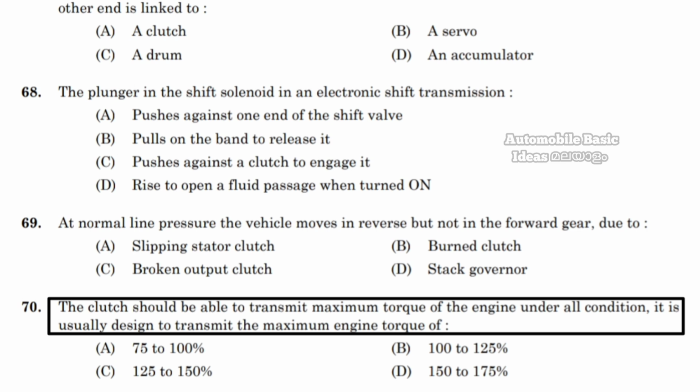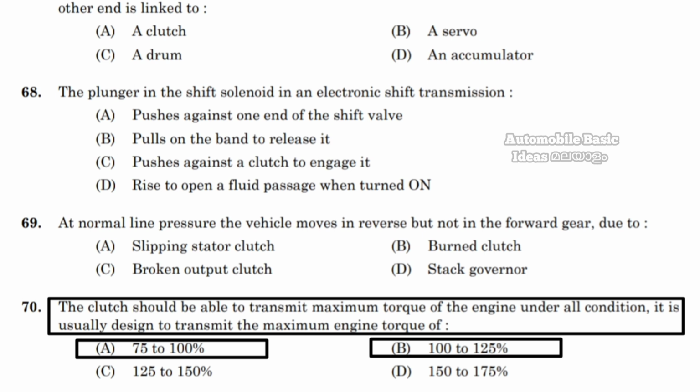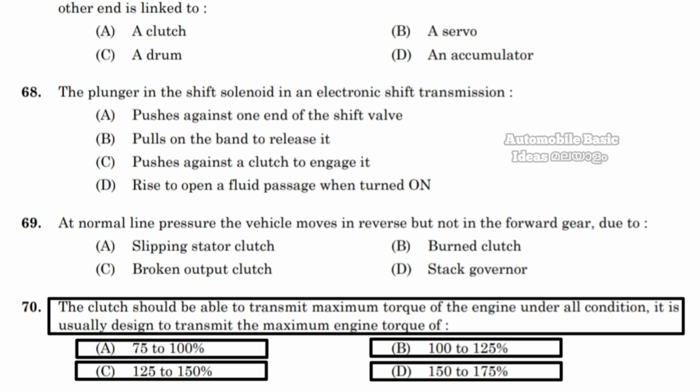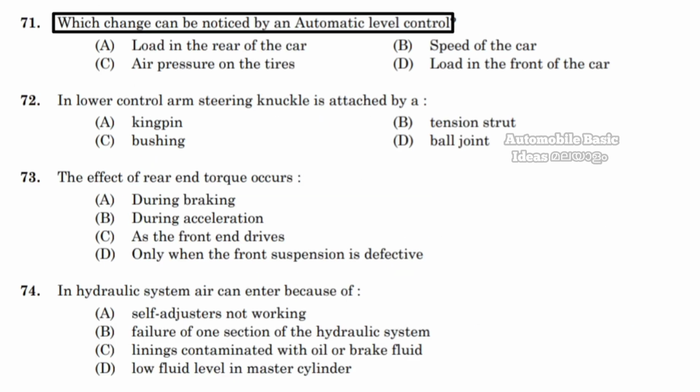70. The clutch should be able to transmit maximum torque of the engine under all conditions. It is usually designed to transmit the maximum engine torque of A. 75 to 100%, B. 100 to 125%, C. 125 to 150%, D. 150 to 175%. Answer C. 125 to 150%.